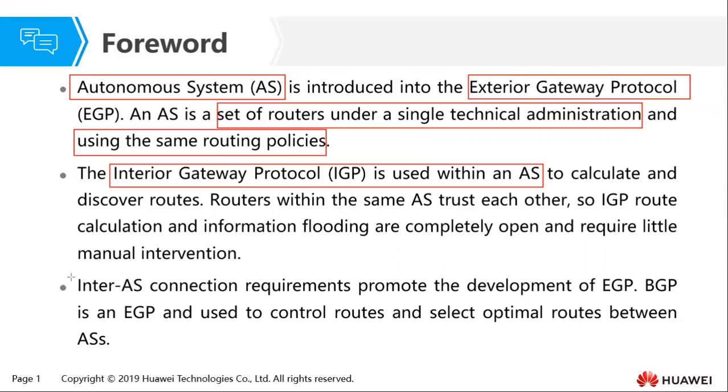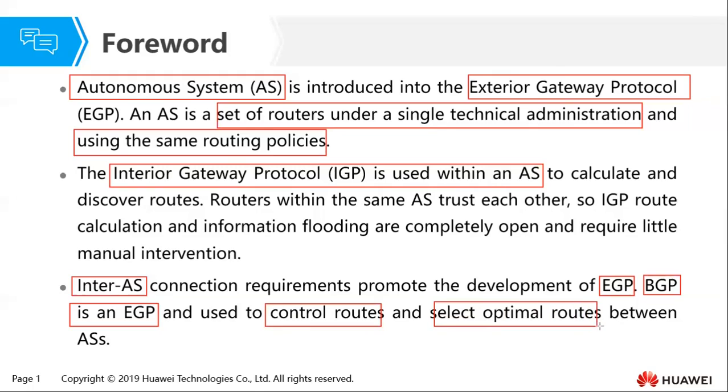Inter-autonomous system connection requirements promote the development of an exterior gateway protocol. BGP is an EGP and is used to control routes and also select optimal routes between autonomous systems. So generally, that's the foreword. Now, let's go to the objectives.